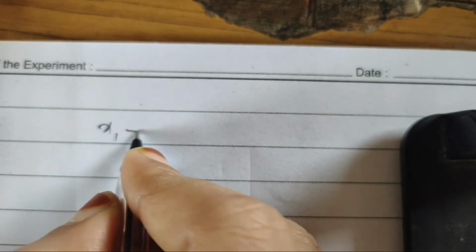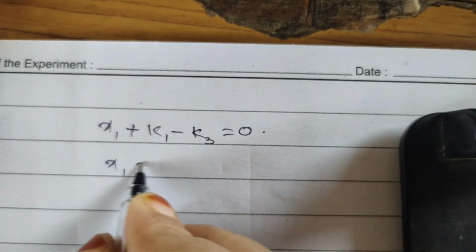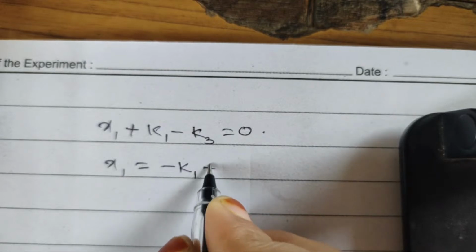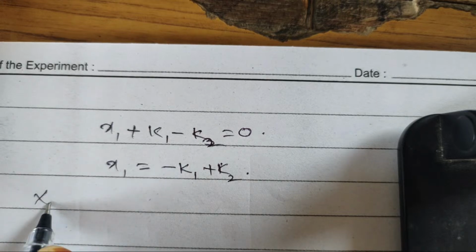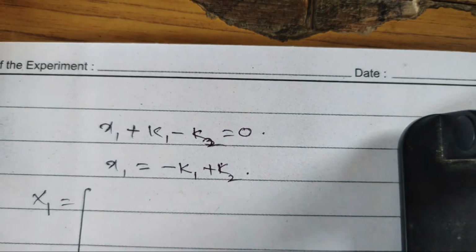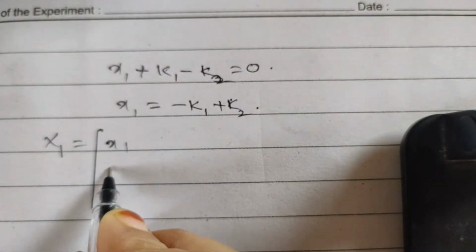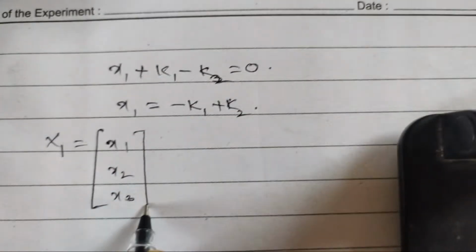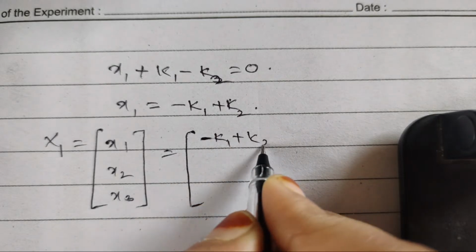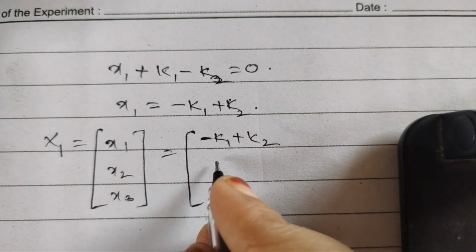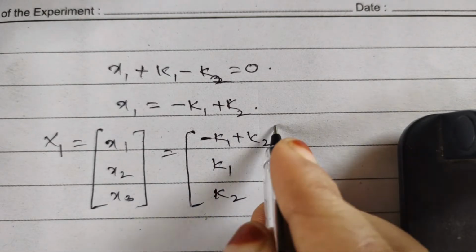x1 plus k1 minus k2 is equal to 0. So x1 is equal to minus k1 plus k2. Your first solution, the first vector x, which is x1, x2, x3, where x1 is equal to minus k1 plus k2. Next x2 is equal to k1, then x3 is equal to k2.